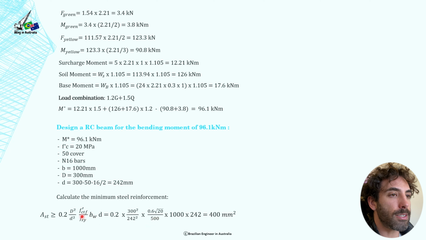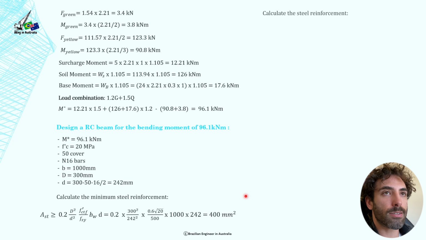FST is 0.6 square roots of the concrete strength. BW is 1000 that we've got here. We have pretty much all the values, so that gives us 400 millimeters square. That's not much steel, so we know that we will have to calculate the steel reinforcement, because surely it's going to be greater than 400 millimeters square.